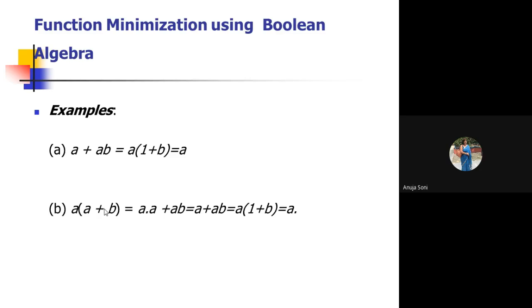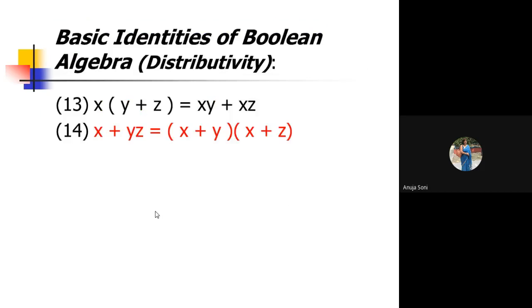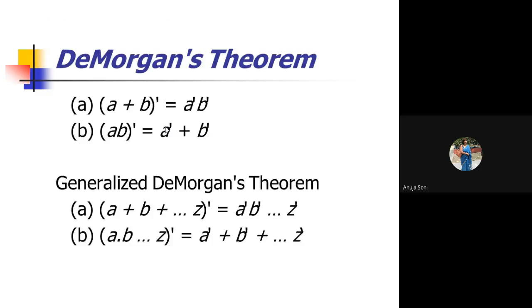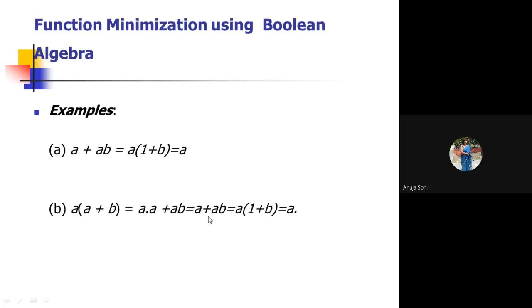Similarly, we take another example, a into a plus b. How to reduce this Boolean expression using those Boolean identities we have studied earlier? Just open the bracket: a into a plus a into b. A into a, again we are going to apply one more Boolean identity, that a into a will be equal to a, like x into x is equal to x. We have studied this. We have applied it. After applying it, we got the result as a plus ab.